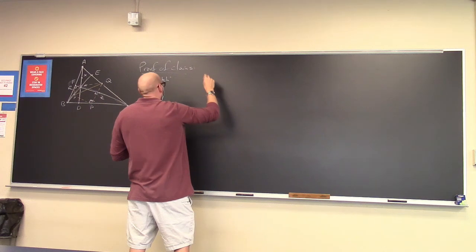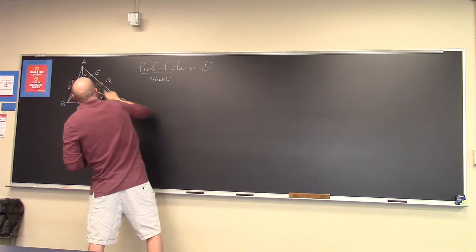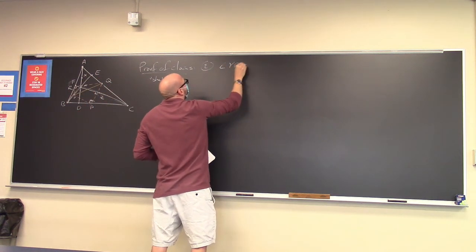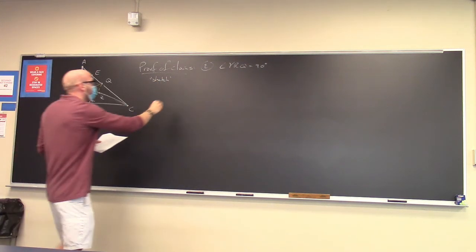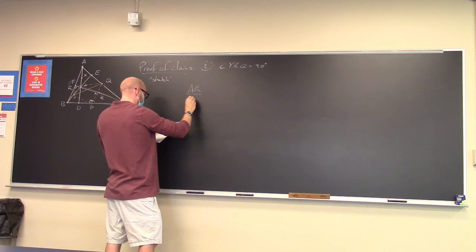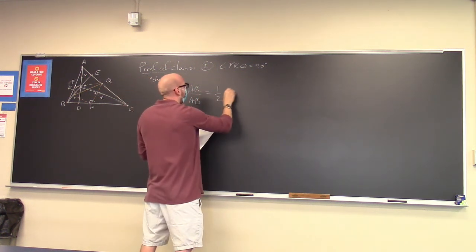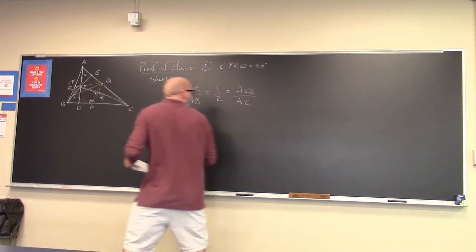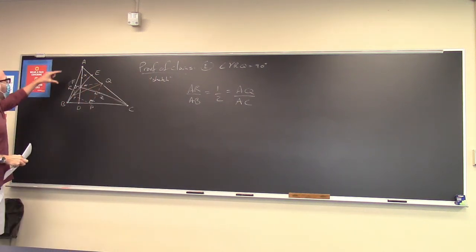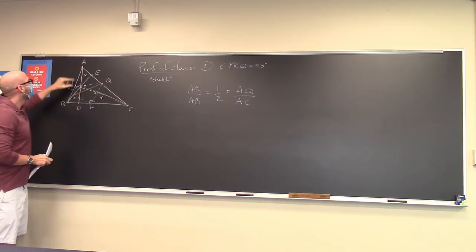Let's see. The other one, claim 2, is that angle YRQ is 90 degrees. And according to my notes here, I've chosen AR over AB to be 1/2, which is the same as AQ over AC. Just blindly believe in my notes here. Let's look at this. AR over AB, R is the midpoint of this side, so AR over AB is 1/2, and that's the same as AQ over AC. So that's pretty obvious.